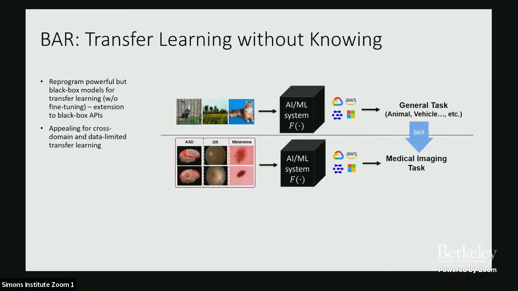So the setting is like this. We are given a pre-trained model, in this case even a black box model. Black box meaning you can only observe the output of the model, like a classification API, and you will never know the architecture or weights inside that model. And we are trying to ask, how can we reprogram this API to do something new? For example, reprogram an ImageNet pre-trained model to do biomedical classification tasks.